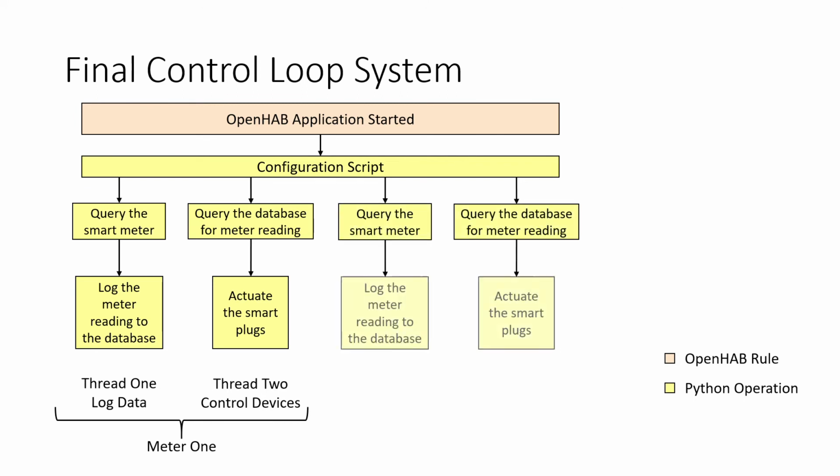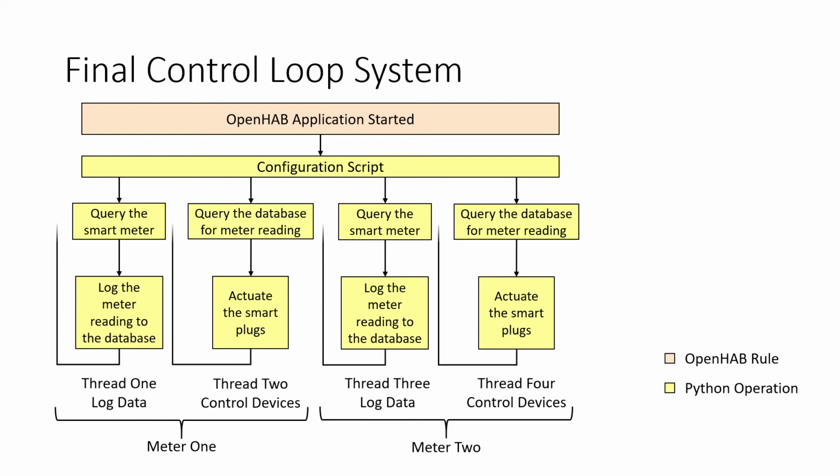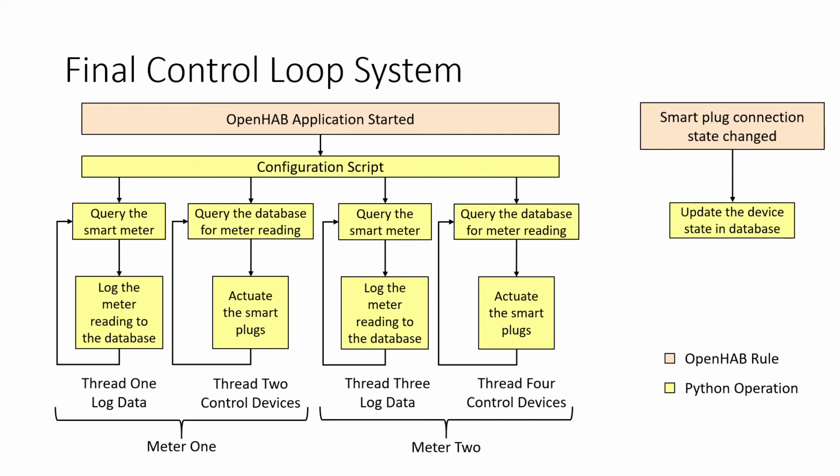Similar scripts were created for the second smart meter and executed at the same time. Each control loop controlled 2 smart plugs each. The scripts were then looped through continuously to complete the loop. Another OpenHAB rule was configured, which executed when one of the smart plugs changed state. This rule launched a Python script, which updated the status of the smart plugs in the database to either offline or online.